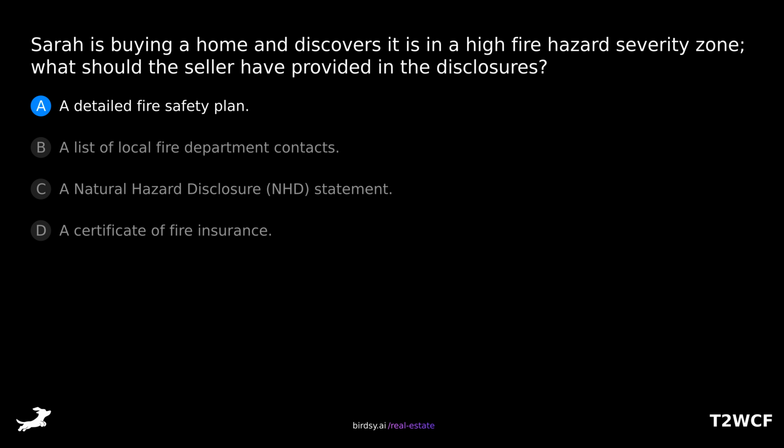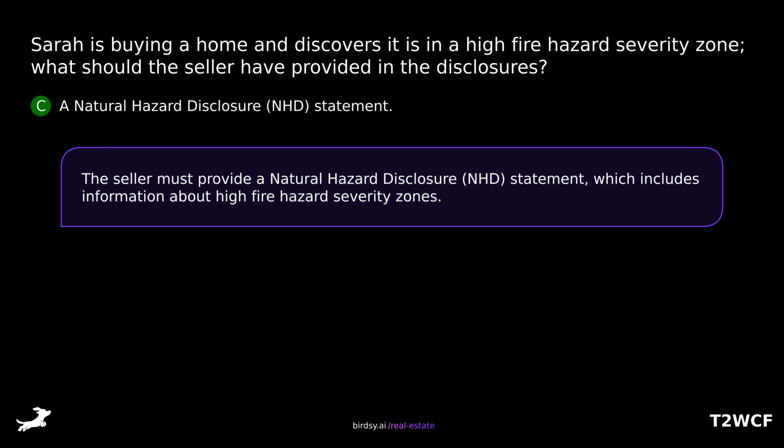Is it A. A detailed fire safety plan? B. A list of local fire department contacts? C. A natural hazard disclosure statement? Or D. A certificate of fire insurance? The answer is C. A natural hazard disclosure statement. The seller must provide a natural hazard disclosure statement, which includes information about high fire hazard severity zones.